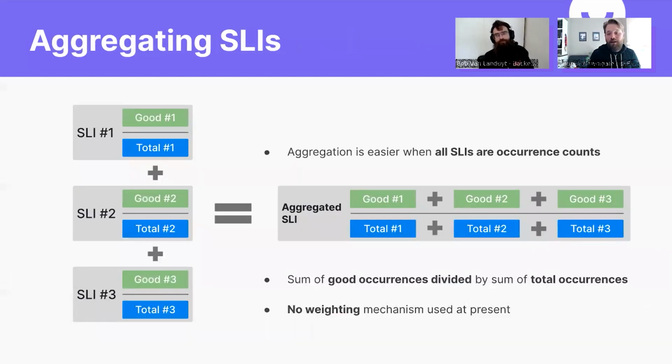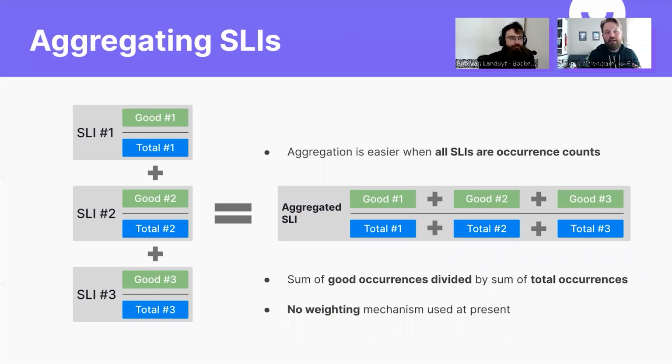This slide shows how we aggregate our SLIs. This is made much easier by the fact that all of our SLIs are occurrence-based, so we don't have to deal with the complexity of mixing time-based and occurrence-based SLIs. Internally, we store each SLI for each period with 2 counters, good and total. It's only at display time that we turn this into a percentage. The same is true for our aggregated SLIs.